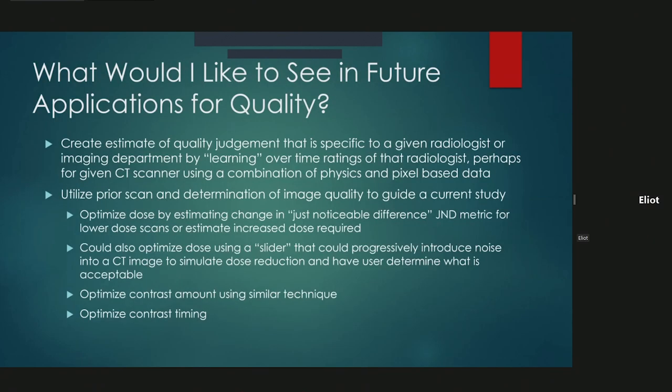And so what would I like to see in the future? Well, I'd like to see something developed where we have objective ways to provide feedback to technologists. I'd like to be able to use techniques such as the just noticeable difference, where we could take a patient's prior scan and simulate what it would look like at lower dose levels using the JND metric, and potentially have a slider that might allow one to assess what would be optimal dose. And that would be a human-related mechanism for determining dose.